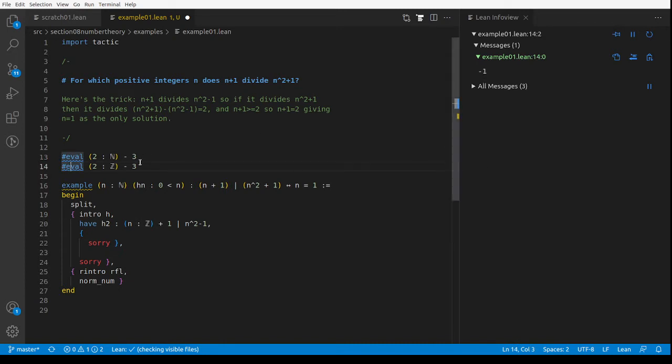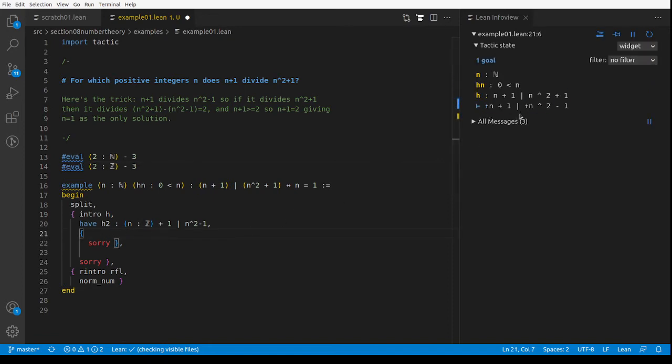The point is that you can see the type of subtraction. Subtraction is notation for has sub dot sub, and the type of has sub dot sub is alpha to alpha to alpha, which means you give me 2 naturals and I'm forced to give you a natural. So 2 minus 3 prints out 0. So we need to be working with integers. So that's why I've done this.